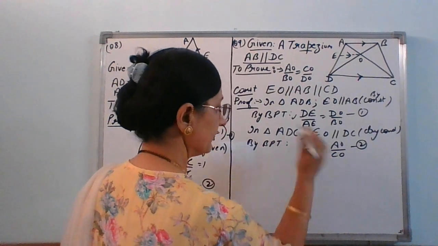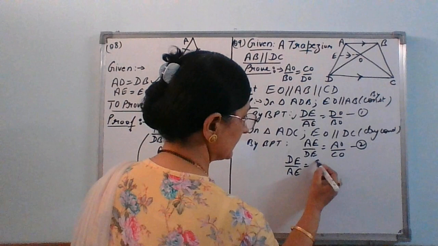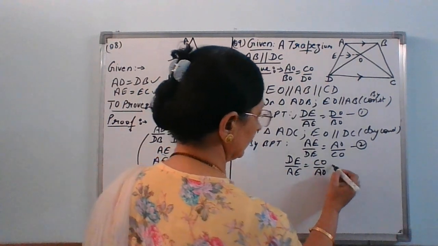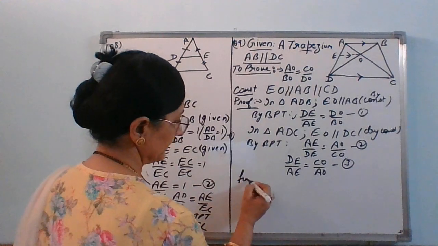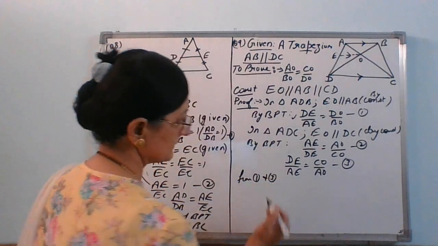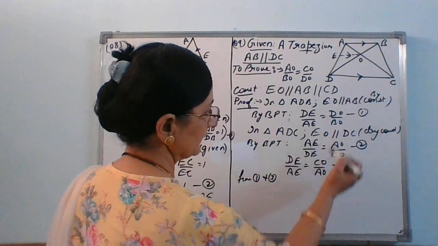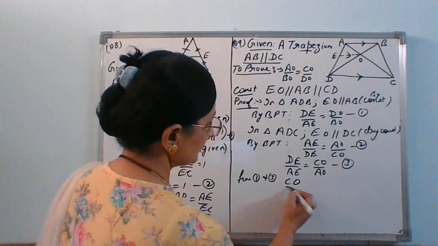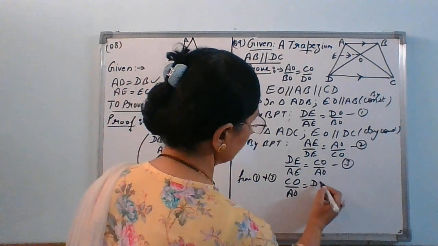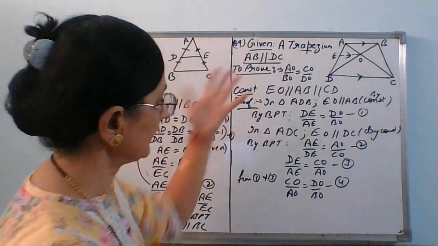So इसको हम थोड़ा reverse करते हैं, तो DE upon AE will be equals to CO goes up, AO comes down. Number 3. Now compare 1 and 3. From 1 and 3, let us see, right? अब same आ गया ये वाला part, right? So they will be equal. So we'll be getting the result here. CO upon AO is equal to DO upon BO. ये result तो आ गया, right? But we have to see what we have to prove.